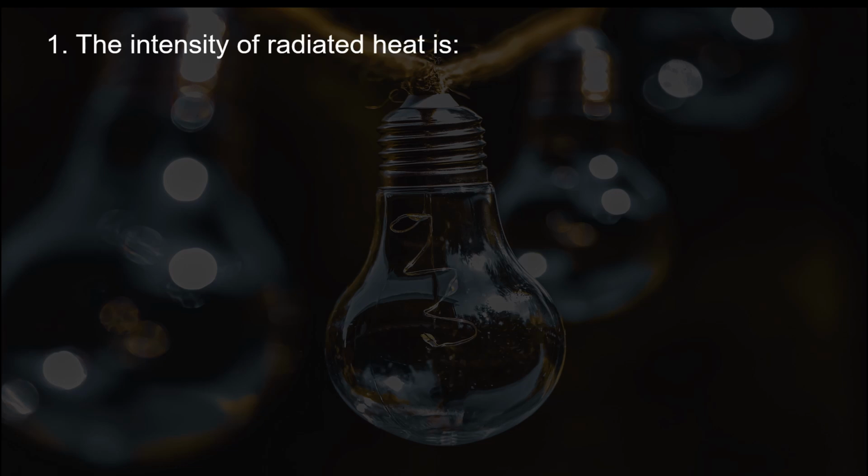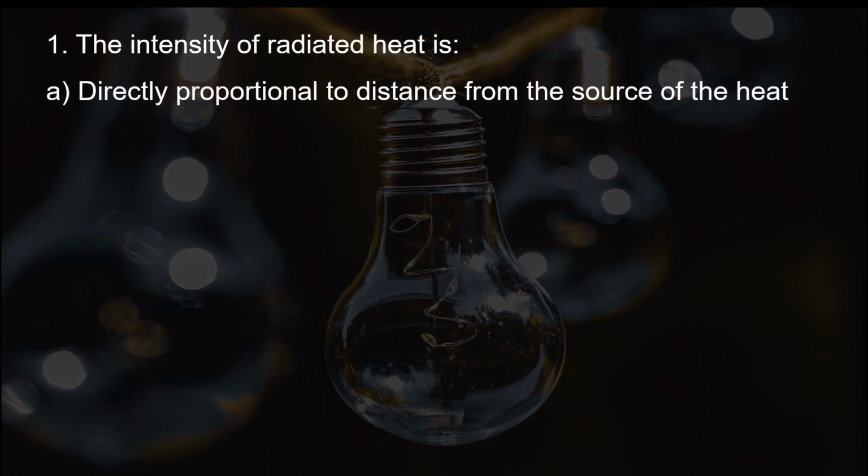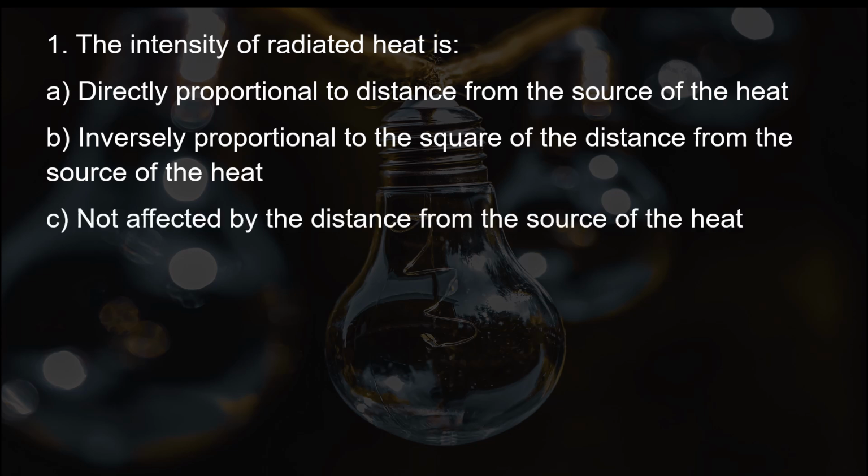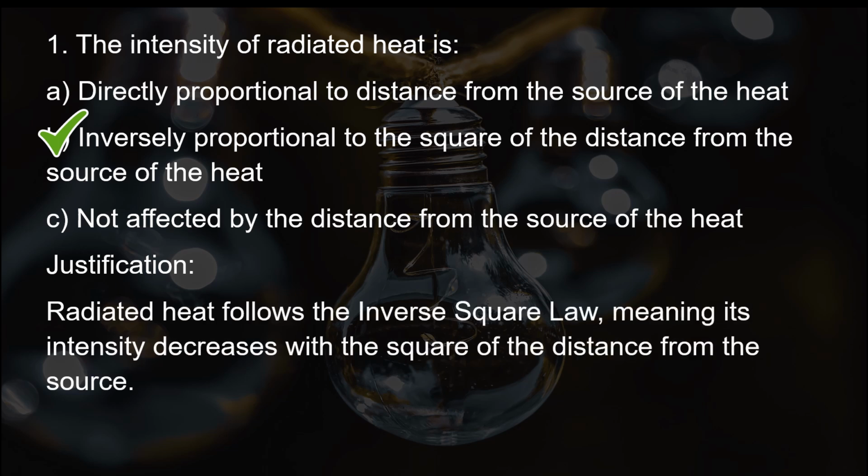Question 1. The intensity of radiated heat is A. Directly proportional to distance from the source of the heat. B. Inversely proportional to the square of the distance from the source of the heat. C. Not affected by the distance from the source of the heat. Justification: radiated heat follows the inverse square law, meaning its intensity decreases with the square of the distance from the source.